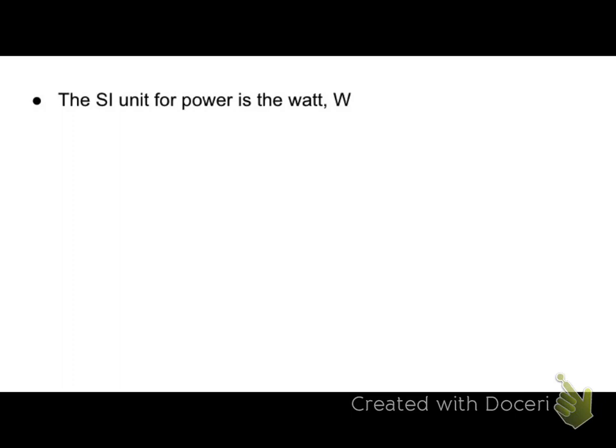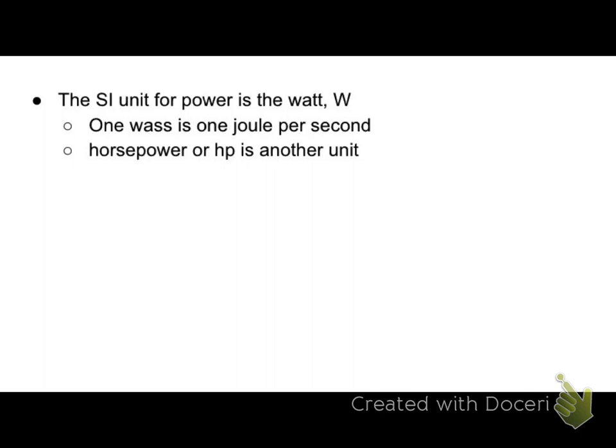The SI unit for power is the watt, which we use a capital W to mean. That should say watt, not was. That's a typo. One watt is one joule per second. And horsepower, which is another unit that you will sometimes see people measure power in, is abbreviated HP, and one horsepower is equal to approximately 746 watts.